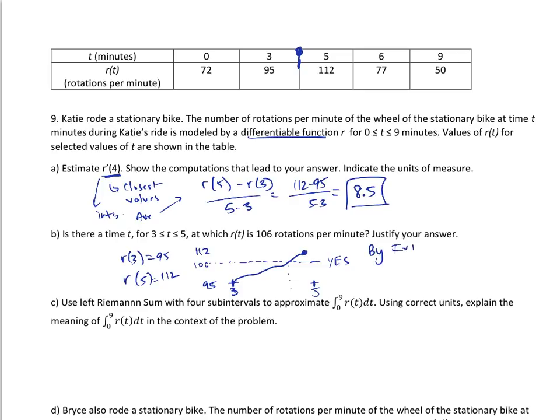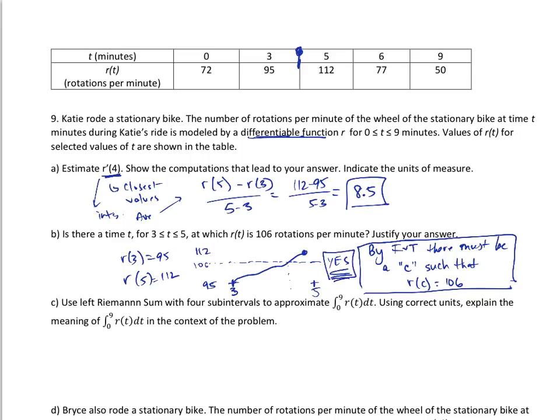So by IVT, there must be a value C, or there must be a C. Let's write this correctly. There must be a C such that r of C equals 106. And it's because it's differentiable, and since it's differentiable, it's continuous. So our answer is yes.